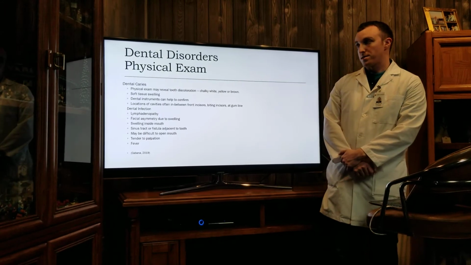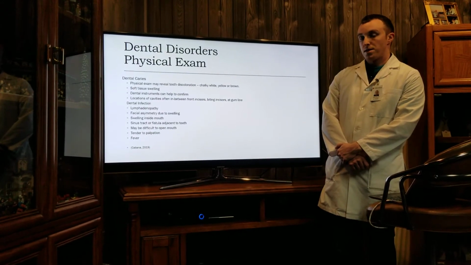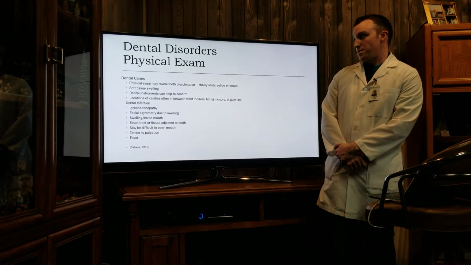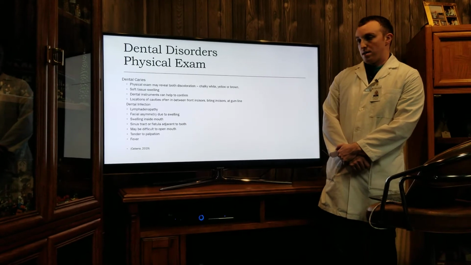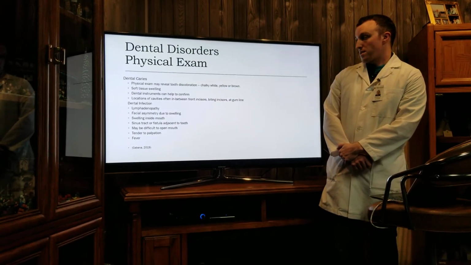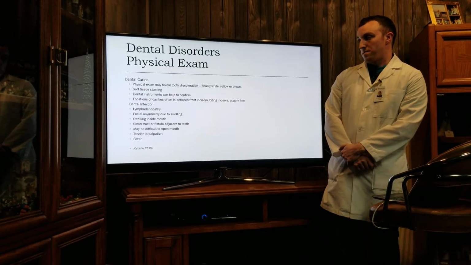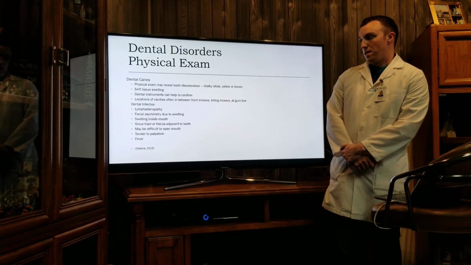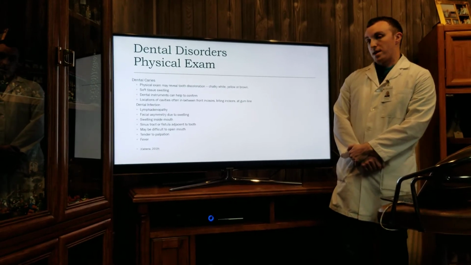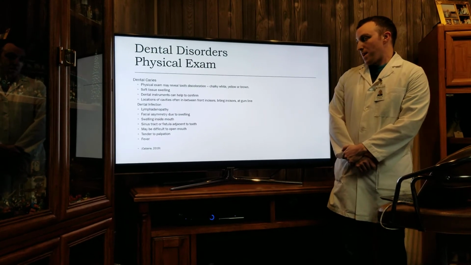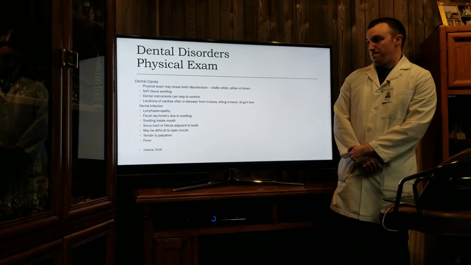So for a physical exam, for dental caries, you'll often see discoloration of the teeth. It's chalky white, and then progresses to yellow and then brown. This might indicate that there are dental caries. Some soft tissue swelling. Dental instruments can help to confirm this. Any cavities that form may be between the front incisors, the biting surfaces of teeth, and at the gum line.